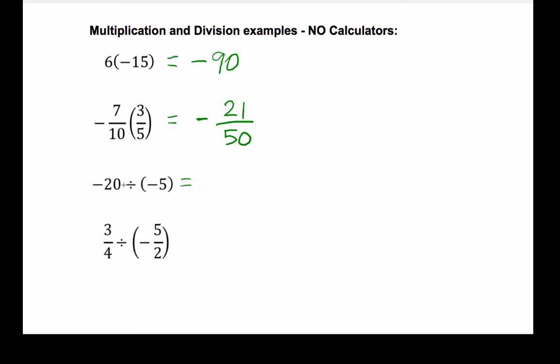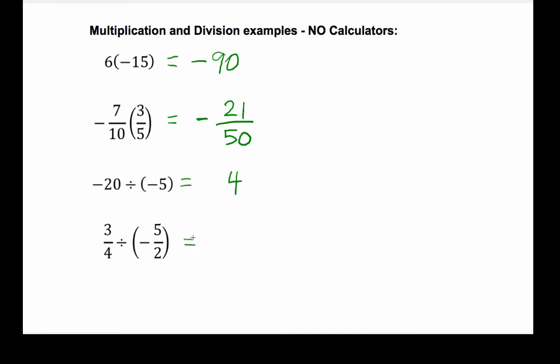Negative 20 divided by negative 5, we have a negative divided by a negative, so we know that our answer is going to be a positive value. So since we know that, we can just address the question, what is 20 divided by 5? 20 divided by 5 is 4. Again, we know that our answer is going to be positive because we're dividing two negatives.